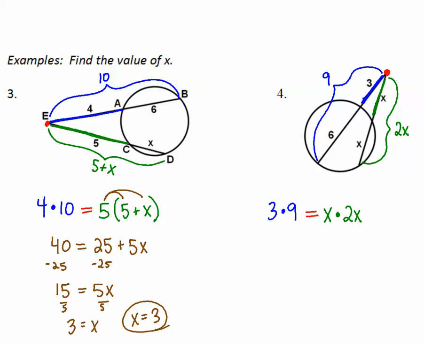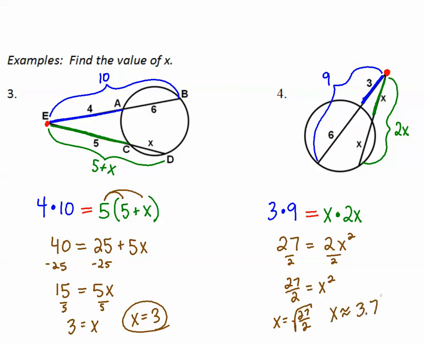So on the left, 3 times 9 is 27. On the right, 2x times x is 2x squared. Before we deal with the squared, I divide both sides by 2. So x squared equals 27 divided by 2. If I could do that evenly, I would, but it doesn't work out evenly here. Then I need to take the square root. So x will be whatever the square root of 27 over 2 makes. We could practice simplifying that, or we could practice rounding that. Using our calculator, we get about 3.7.